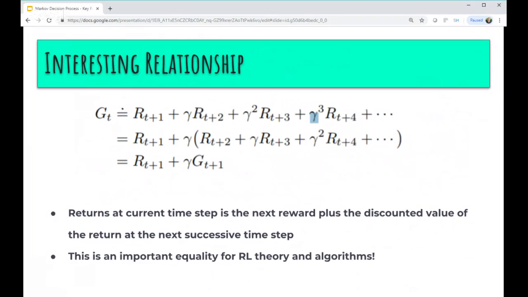So in summary, on the last line, we can express that as the return in the current state is equal to the reward we get for taking action in that state, plus a single discount of all of the future return that you get based on that transition. It's a very interesting relationship, and it's an important equality that is used for making a lot of proofs in the theory and algorithms of reinforcement learning.